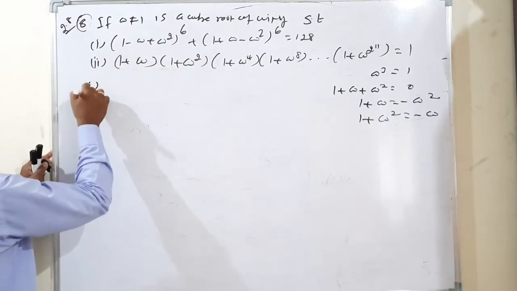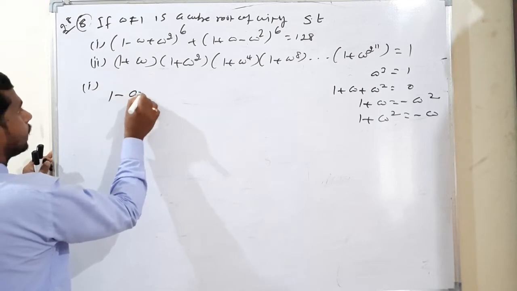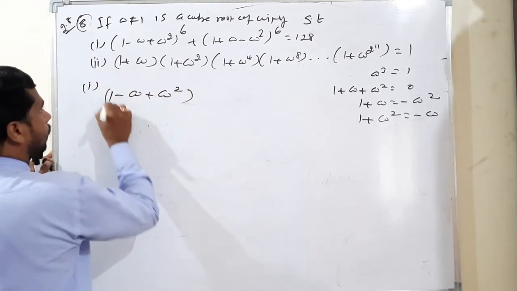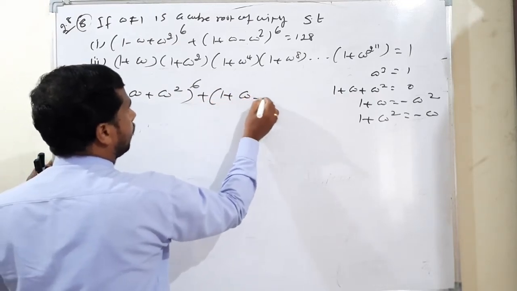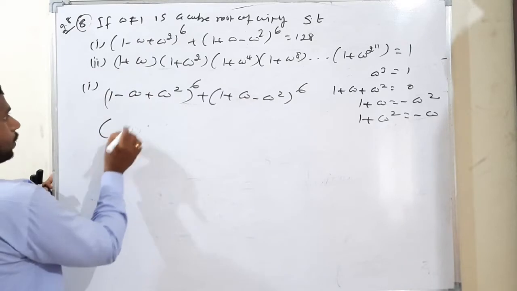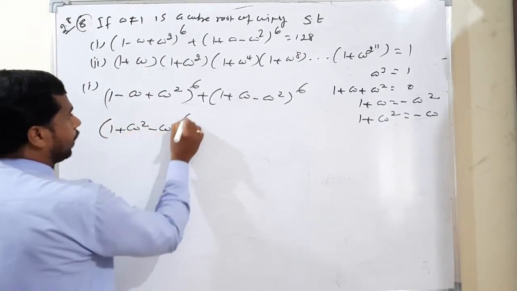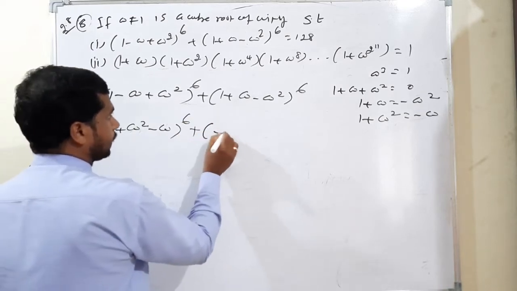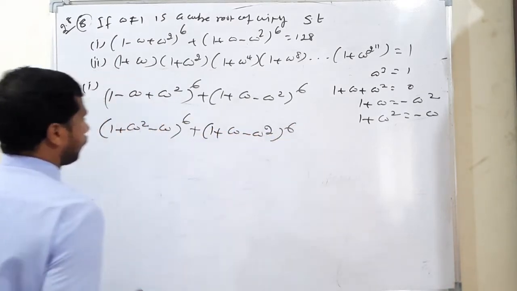Subdivision 1, I am considering only the LHS term. LHS means (1 minus omega plus omega square) the whole power of 6, plus (1 plus omega minus omega square) the whole power of 6. So first writing the positive term: (1 plus omega square minus omega) the whole power of 6. Next one: (1 plus omega minus omega square) the whole power of 6.